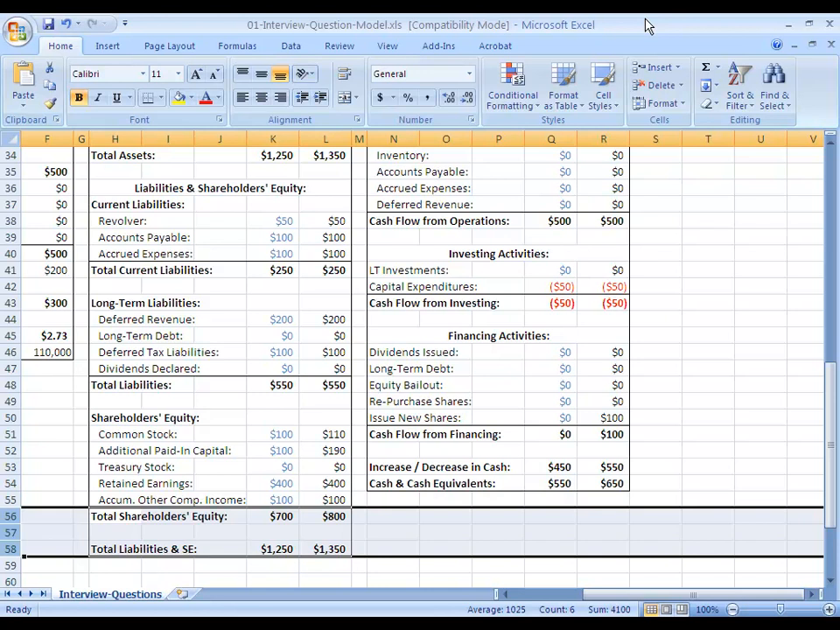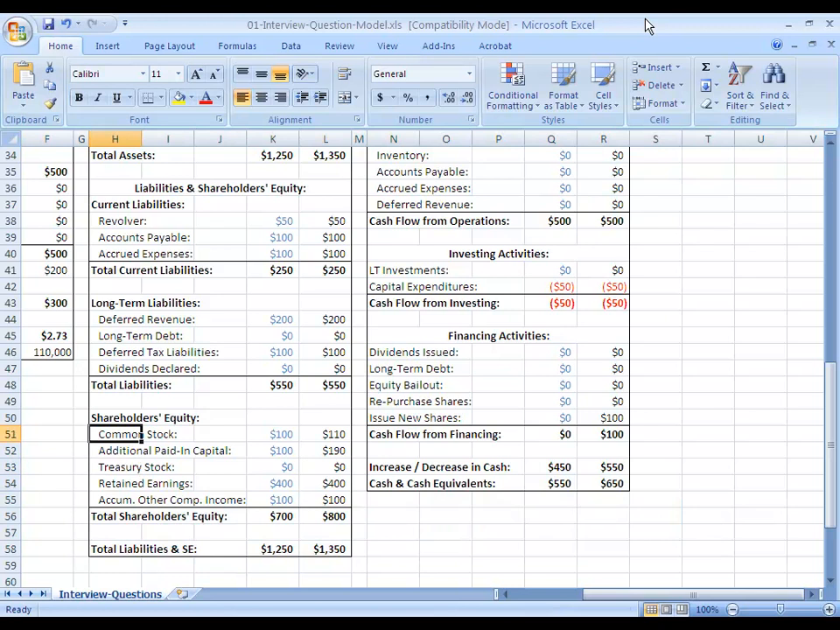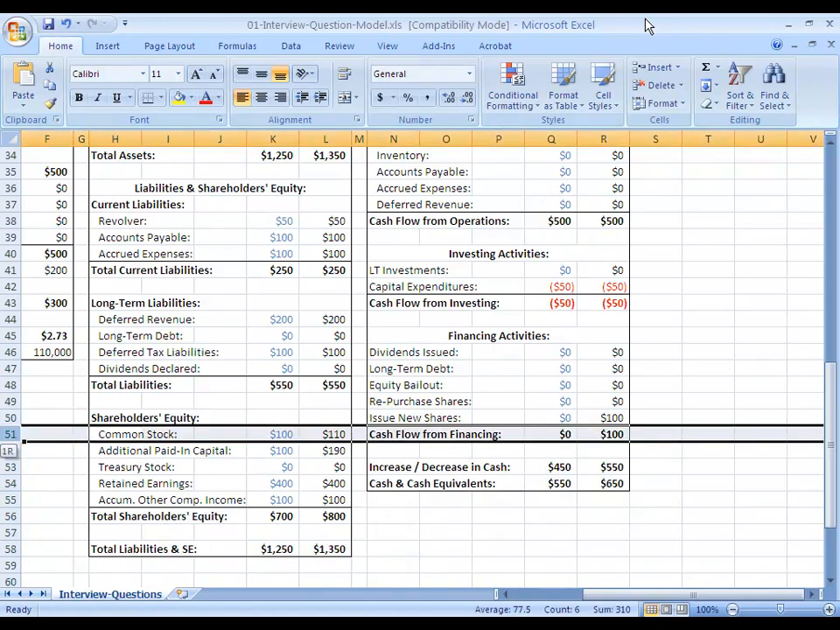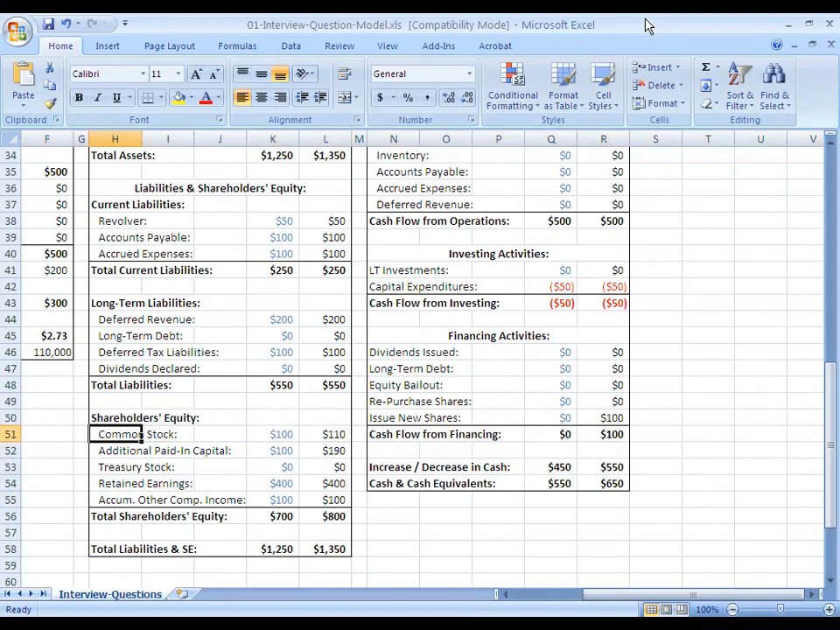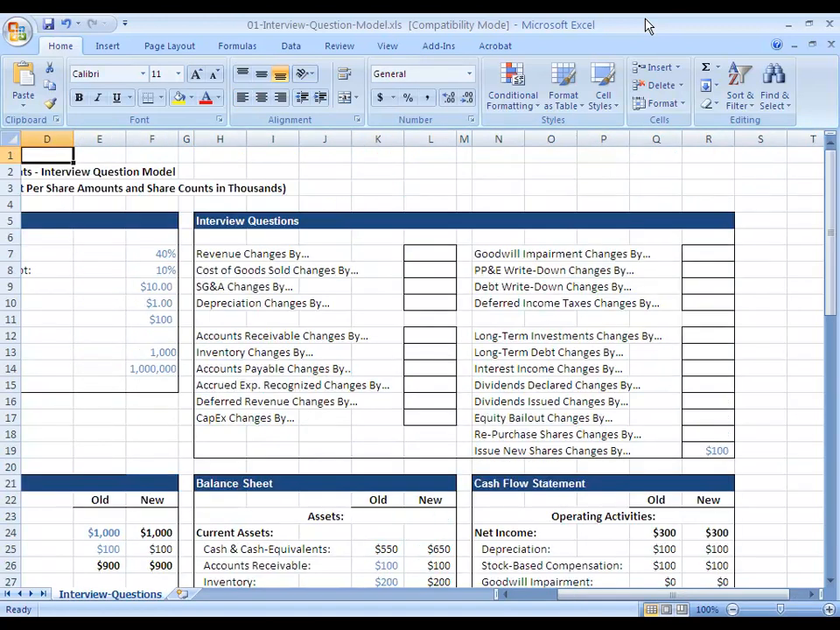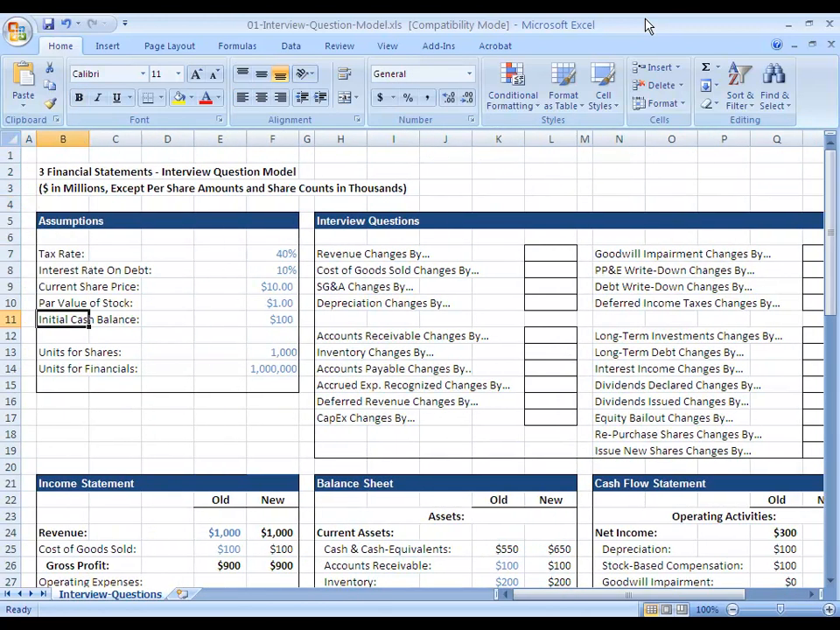Now, in an interview, you're usually fine saying something like that, but if you want to get more technical and more precise, what actually happens here is that common stock goes up by $10 million, and then additional paid-in capital goes up by $90 million. And the reason why this happens is that, remember what I said before about the par value of the stock. This is what has to be recorded on a company's books, and then the current share price is what it's actually worth in the market.